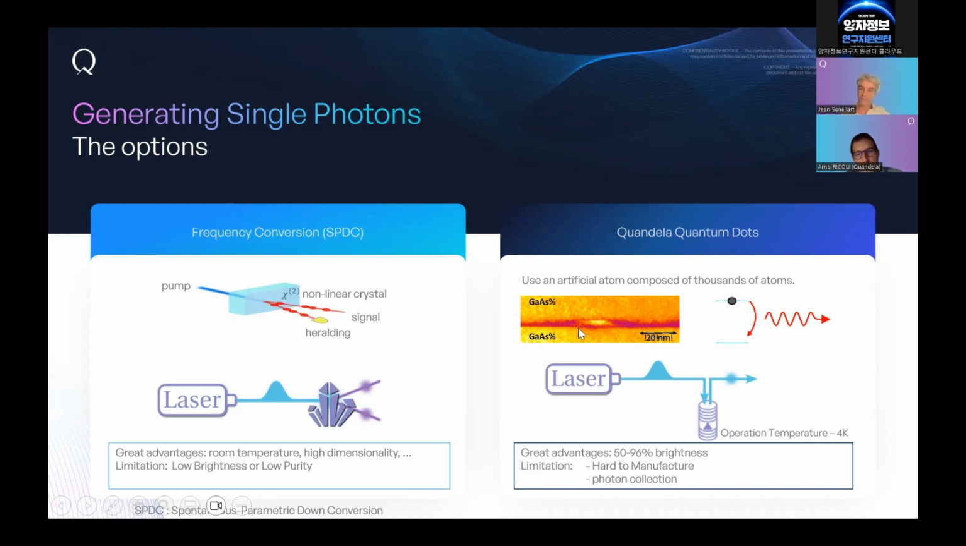What you see here on the left is a picture with the microscope of a quantum dot. So that's the shining point in between the red bands in here. And this is operated at 4 Kelvin. The great advantage of this one is, unlike the previous approach, you don't need to choose between the brightness or the purity. You can have both a high brightness and a really high purity at the same time.